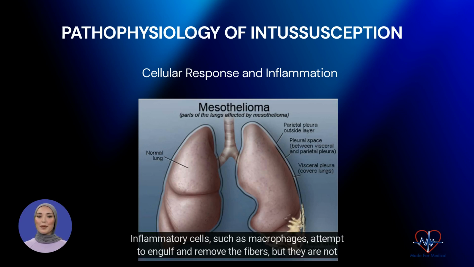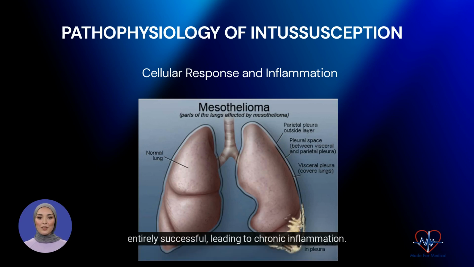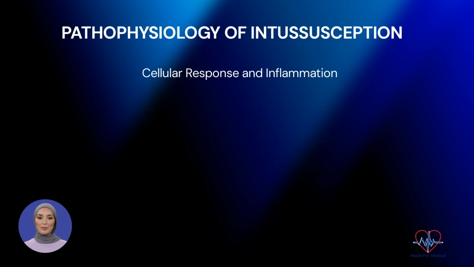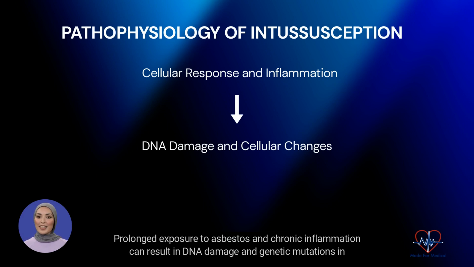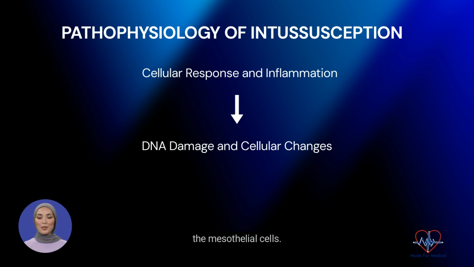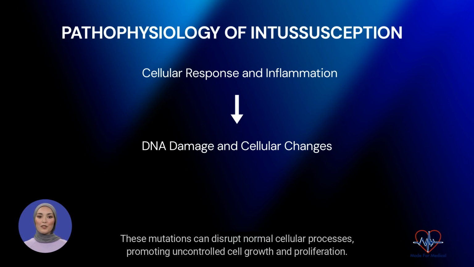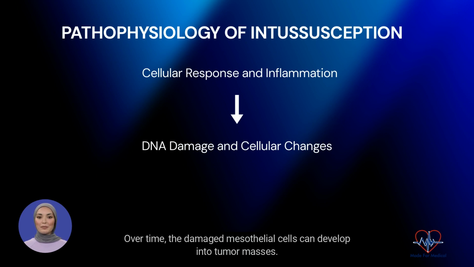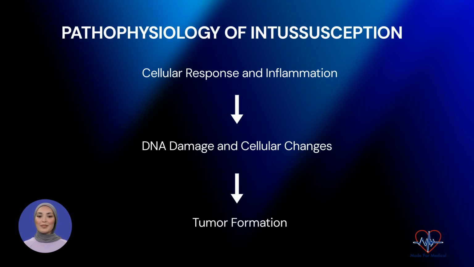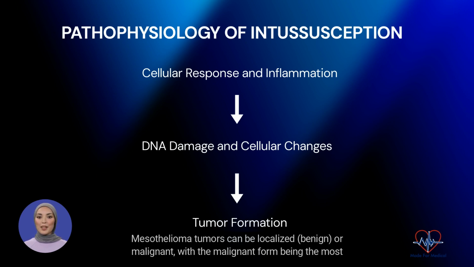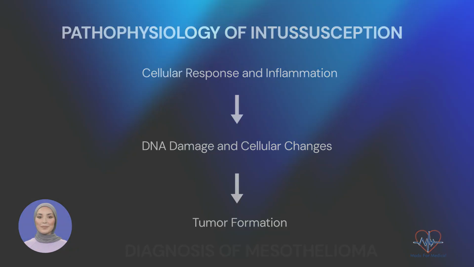Inflammatory cells, such as macrophages, attempt to engulf and remove the fibers, but they are not entirely successful, leading to chronic inflammation. Prolonged exposure to asbestos and chronic inflammation can result in DNA damage and genetic mutations in the mesothelial cells. These mutations can disrupt normal cellular processes, promoting uncontrolled cell growth and proliferation. Over time, the damaged mesothelial cells can develop into tumor masses. Mesothelioma tumors can be localized, benign, or malignant, with the malignant form being the most aggressive and cancerous.